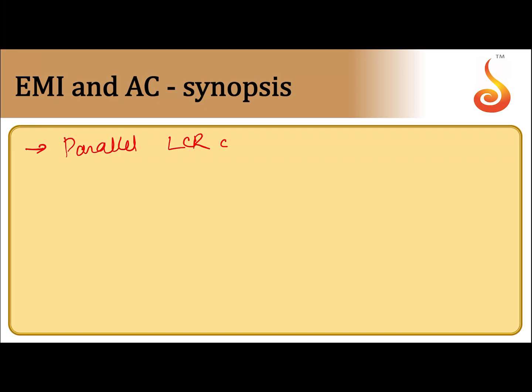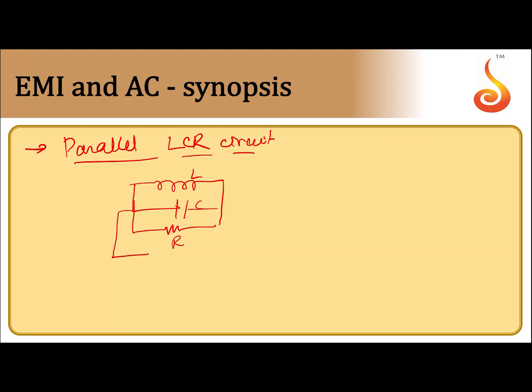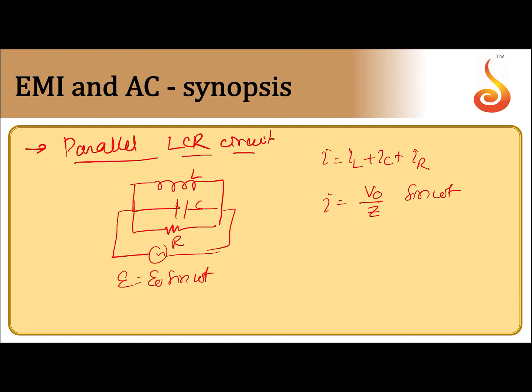Parallel LCR circuit. If we consider the three elements inductor, capacitor and resistor all connected in parallel across a source of EMF, E equal to E0 sin omega t, then this circuit is identified by the following concept. The current in the circuit is given by I is equal to IL plus IC plus IR. So we can write this current as I is equal to V0 divided by Z into sin omega t. So this is a representation of a parallel LCR circuit.